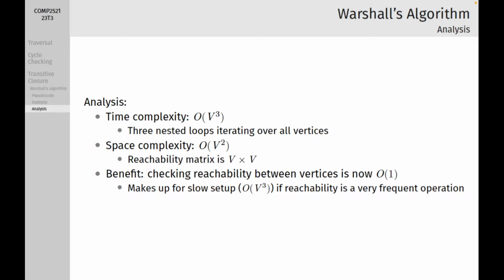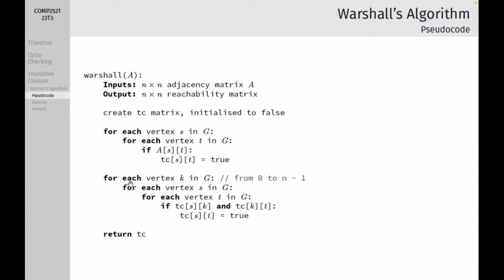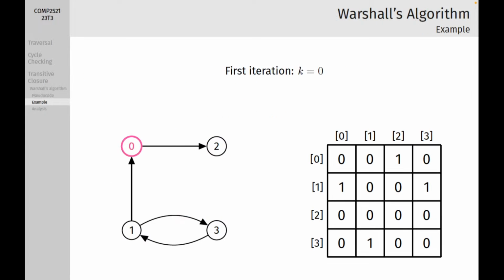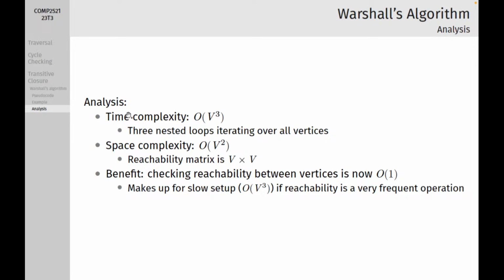So how efficient is it? Well, in the pseudocode, we can see that we have 3 nested loops here, each of them going through all the vertices in the graph. So that means our algorithm is O of v cubed.